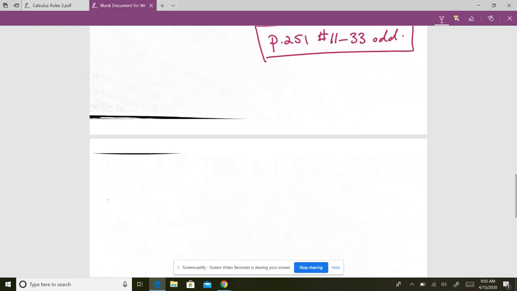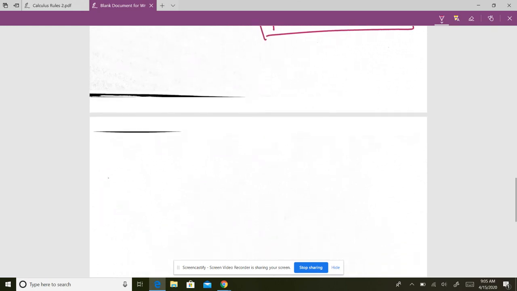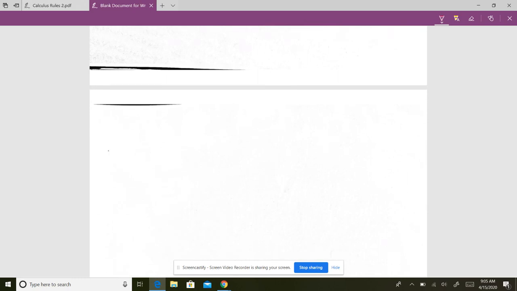So, what do you do when you actually want to know what C is? Well, you need some more information. And this is called finding a particular solution.